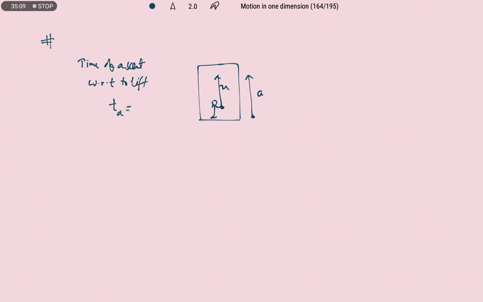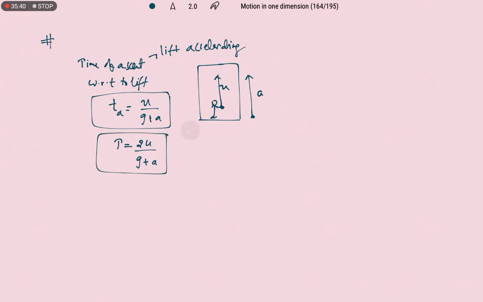When the object is moving upwards, the lift is accelerating upwards only. So here the lift is accelerating upwards. Therefore Ta equals u by g plus a; this is the time of ascent with respect to the lift of the object. In the same way, time of flight is equal to 2u by g plus a. This is the time of flight of the object.